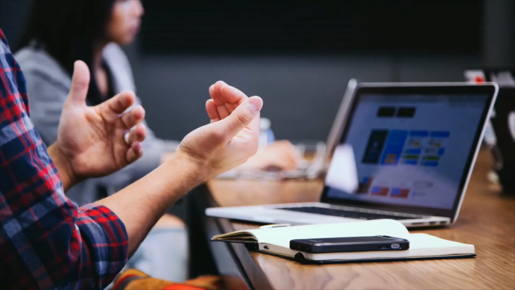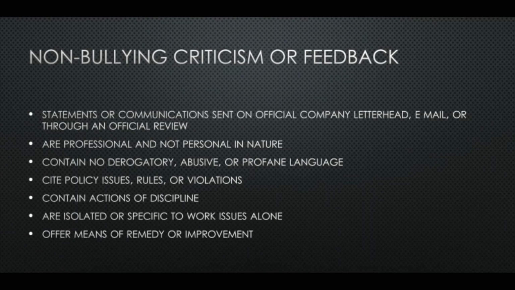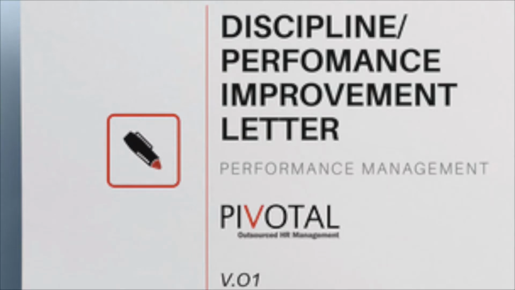A good way to tell the difference is if the communications are statements or communications that are sent on official company letterhead, through company email, or through official review or meeting forms, are professional and not personal in nature, contain no derogatory or abusive or profane language, cite policy issues, rules, or violations, contain actions of discipline, are isolated or specific to work issues alone, or they offer a means of remedy or improvement.